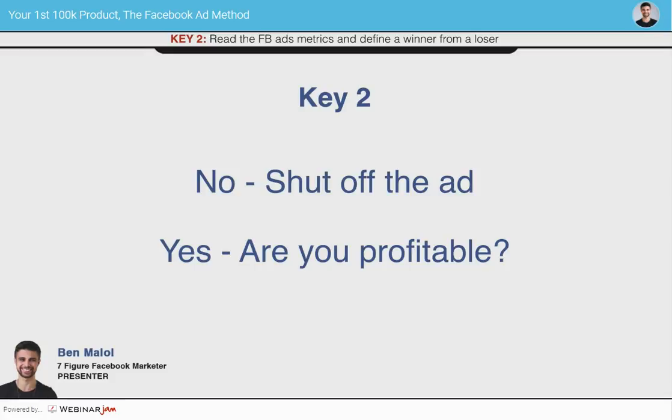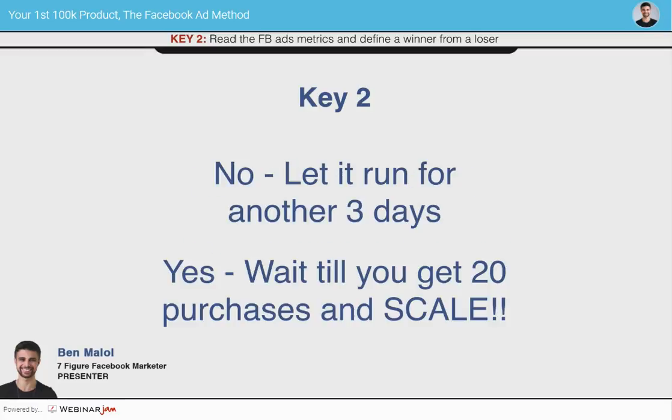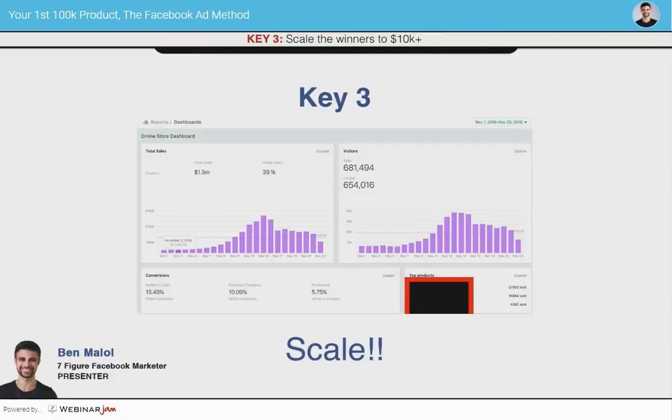Sometimes you'll make sales, but you'll still spend more on advertising than the sales. So you can spend $40 on advertising, but make only $20. So you're losing money. That's what you have to ask yourself, are you profitable? If you aren't, then you let the ad run for another 3 days. And if you're still not profitable, then you close it. But if you are profitable, then you wait till you get 20 purchases on that ad, and then boom, you start scaling. Okay, you start scaling once you get to the 20 purchases, and that's where the fun really starts.